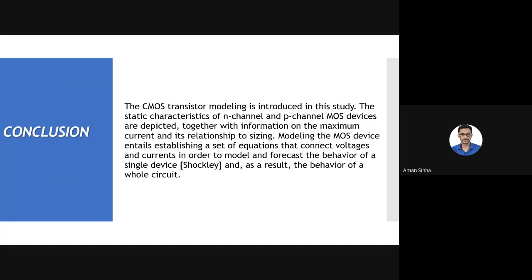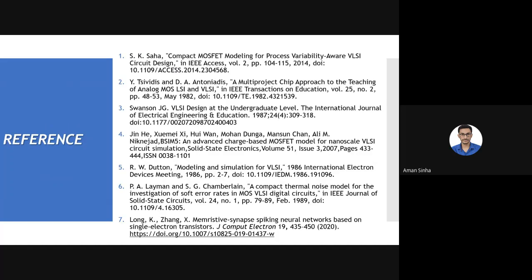Also the characteristics of N-channel and P-channel MOS devices are discussed, and together with this, information on the maximum current and its relationship has been explained here. Also what we call the Schottky diode, that is the single device. This was as a result of the behavior of the whole circuit, and these are the references that we have used. We have studied all the research papers, and after studying, we have come to this conclusion in this research paper.